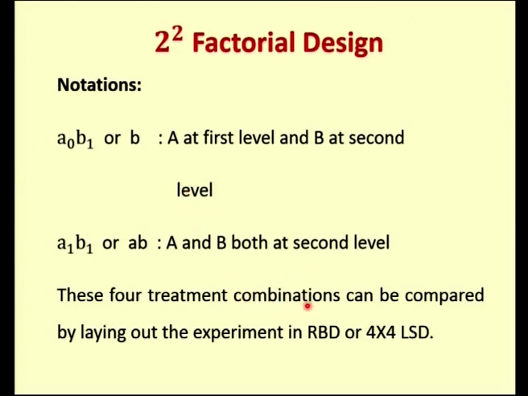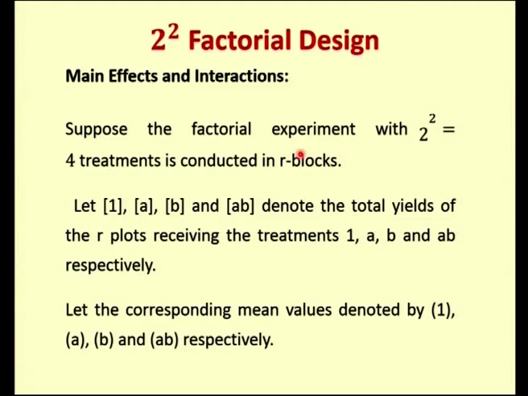These 4 treatment combinations can be compared by laying out the experiment either in RBD or 4 cross 4 LSD. A study about the main effects and interactions in 2 power 2 factorial design: since it has 4 treatment combinations, it may be conducted as RBD in r blocks, and here [1], [a], [b] and [ab] within square brackets denote the total yields of the r plots receiving the treatments 1, a, b and ab respectively, and the corresponding mean values are denoted by (1), (a), (b) and (ab) respectively within parenthesis.